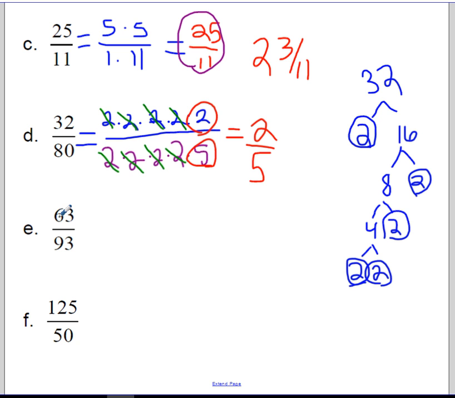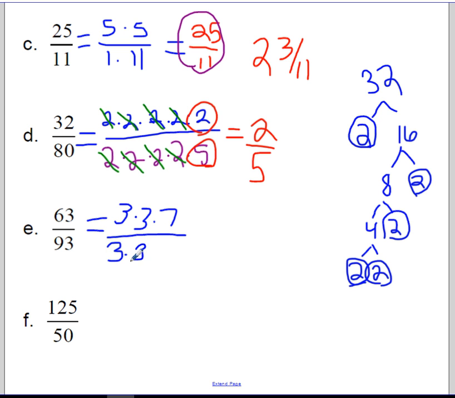Now let's look at 63 over 93. 63 is the same as 9 times 7, and then that 9 can be broken down to 3 times 3. So 63 is 3 times 3 times 7. If we divide 93 by 3, we get 31 as an answer. And 31 is actually a prime number.